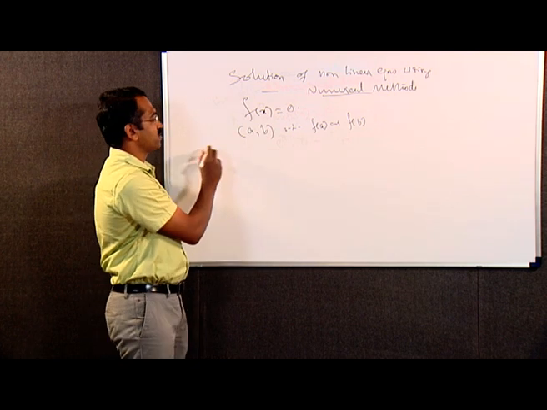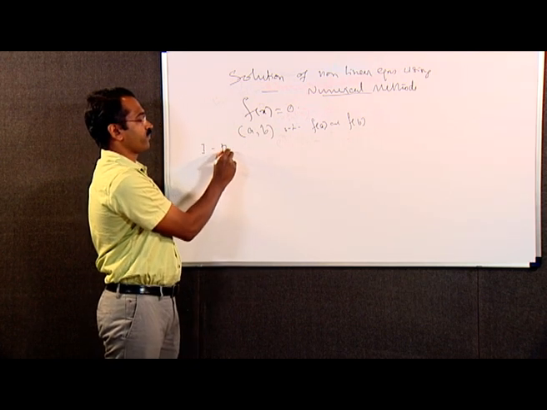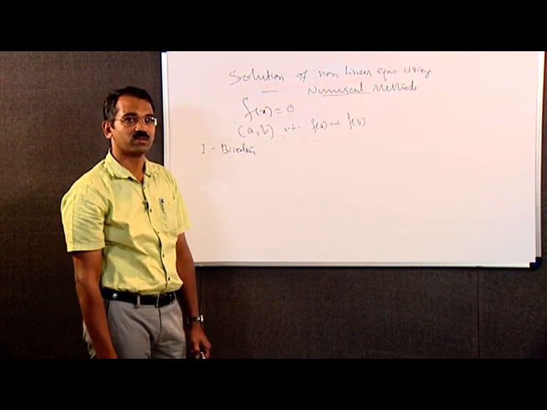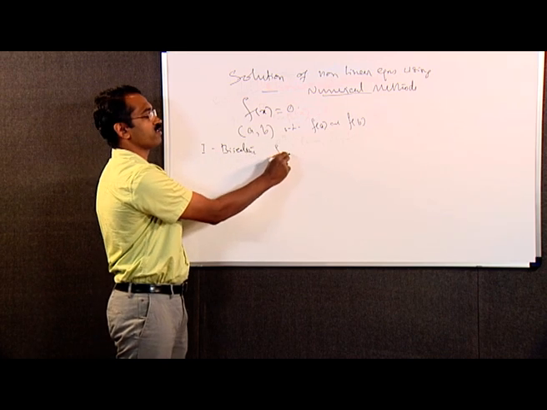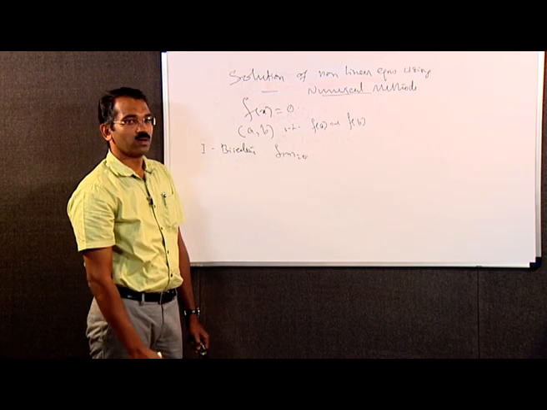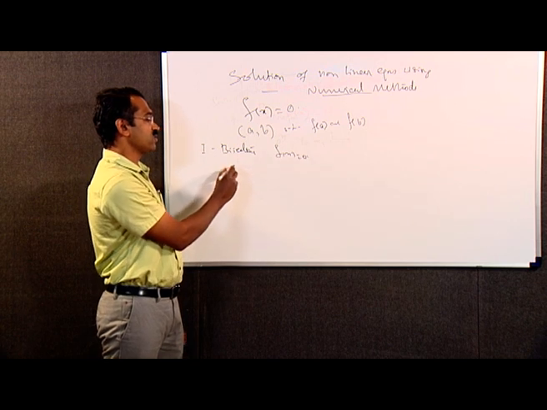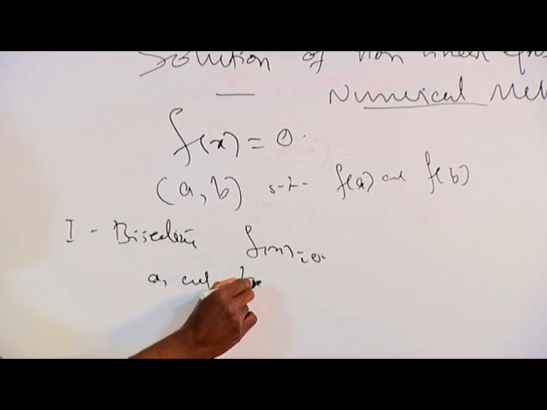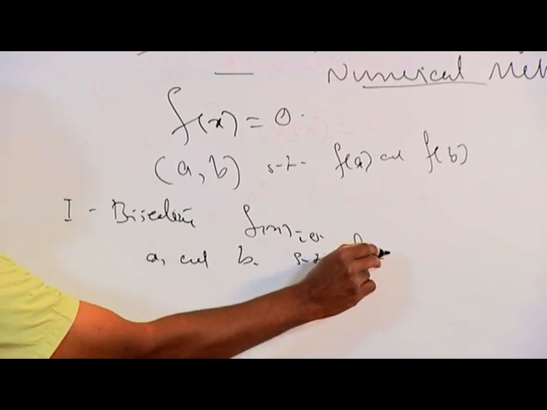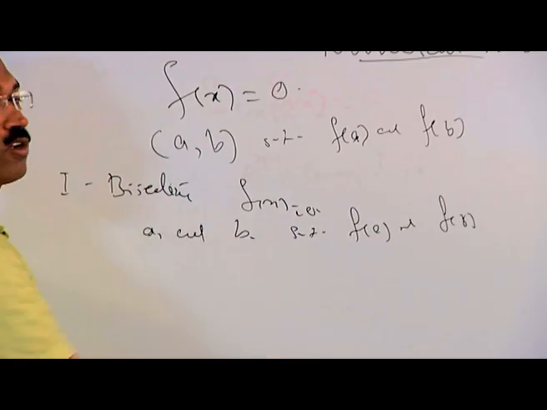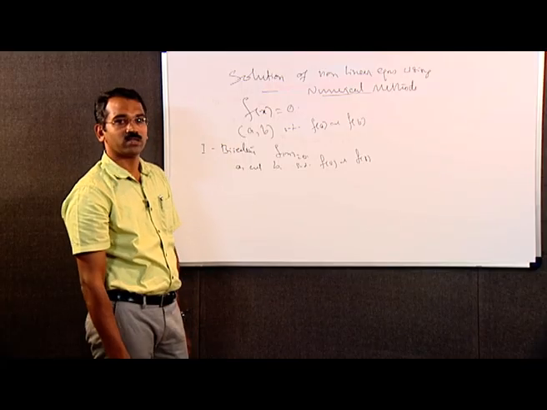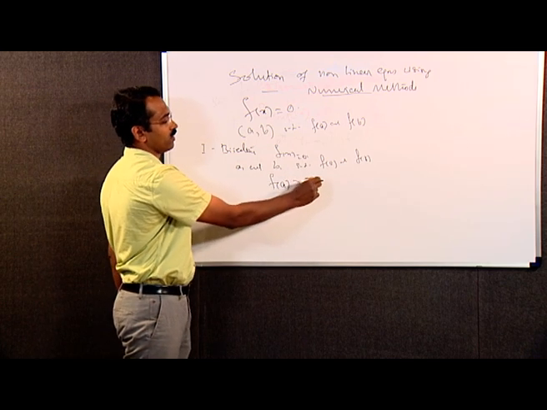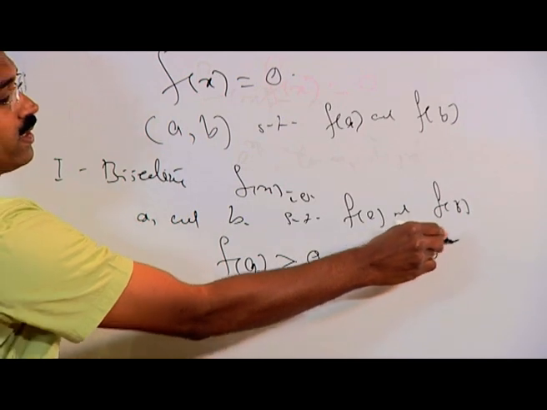The first method is bisection method. This is a simple method to solve such type of equation f of x equal to 0. In this method, by the location theorem, we find two numbers a and b such that f of a and f of b are of opposite signs. For convenience, we assume that f of a is positive and f of b is negative.